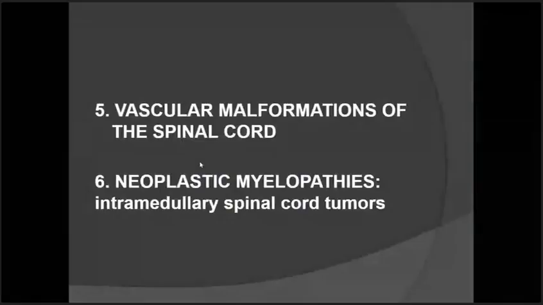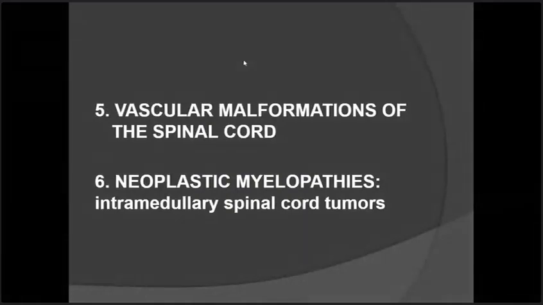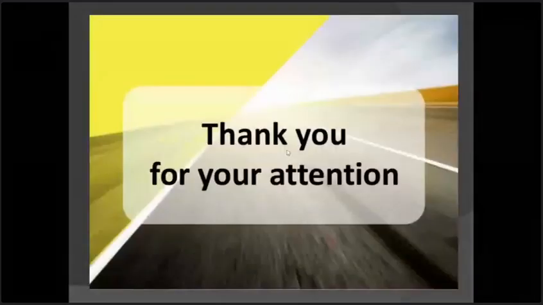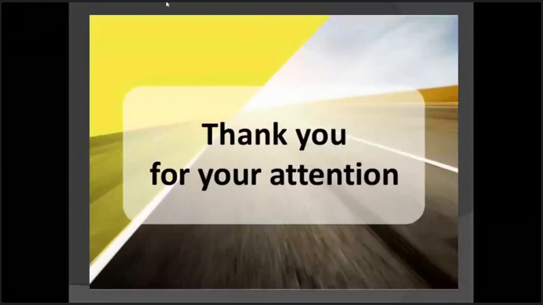Okay. I also have vascular malformation, which gives chronic myelopathy, and neoplastic intramedullary, and infectious. And two inflammatory conditions can give progressive myelopathy, chronic rather, which are primary progressive multiple sclerosis, a topic, God willing, for next Tuesday, and Sjogren syndrome. Thank you for attention, and you can go to the exam.